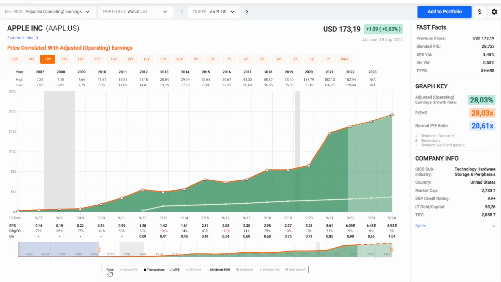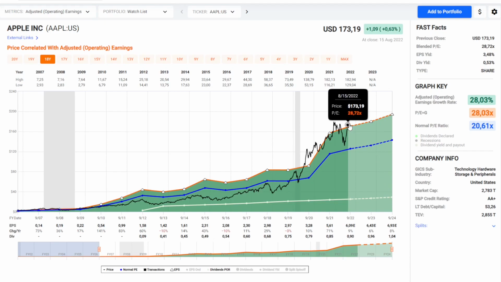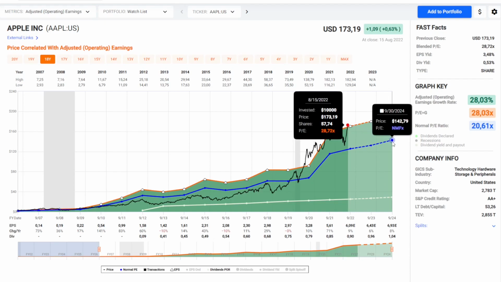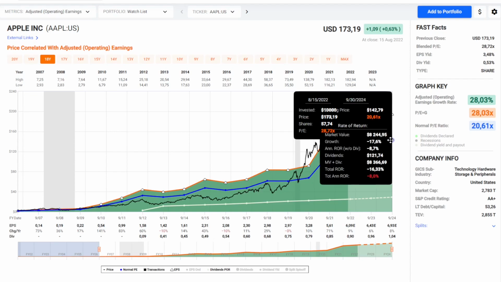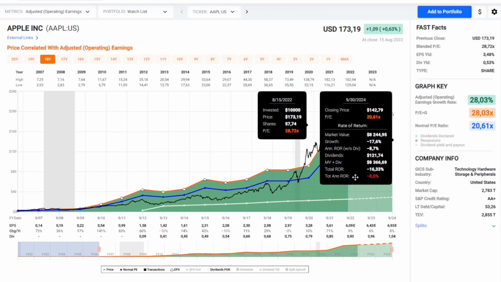Back to the earnings. And also we can plot the price and the normal valuation that the stock is trading at. It's a bit hard to come by Apple at a bargain these days, and if we plot the current stock price to the normal valuation, which is a PE of about 20.6, we can see that the analysts expect a negative rate of return of about 8%.